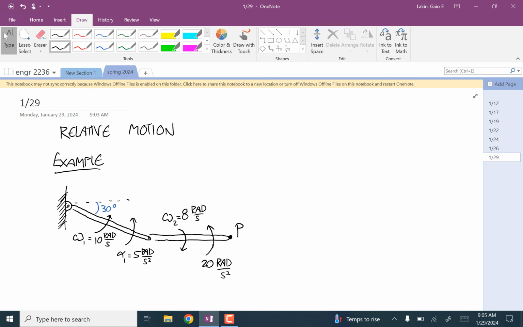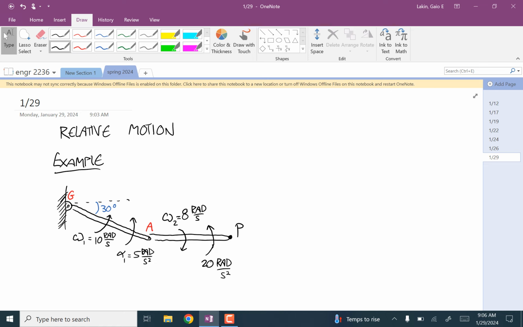And so the way we're going to do this, I named these points G for the hinge connected to the wall, because that's not moving anywhere relative to the ground. So you can think of that as your ground. This is A, and then we're trying to calculate the acceleration of P.